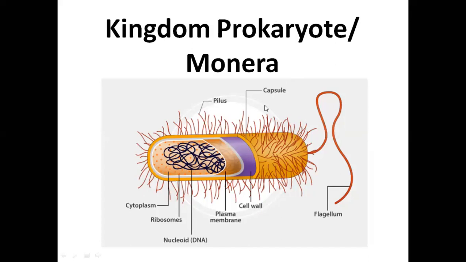Okay. Next is kingdom prokaryote. What can you see on the slide? Can you see a bacterial cell? Okay, good. If we talk about kingdom prokaryote, another name, a synonym for kingdom prokaryote, is kingdom Monera. This kingdom consists of two major organisms: one is bacteria and the other is the blue green algae.